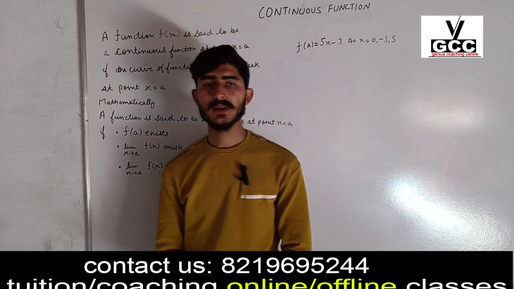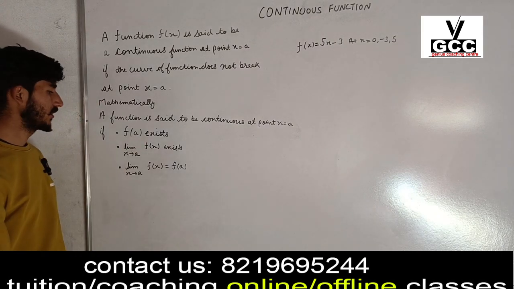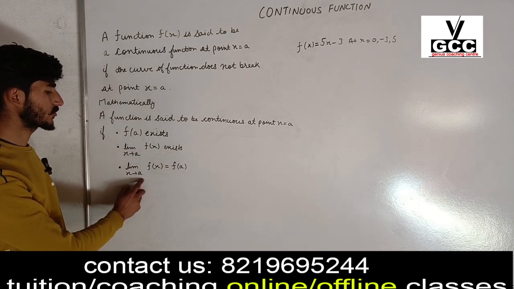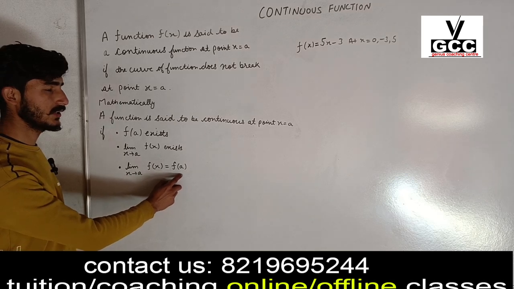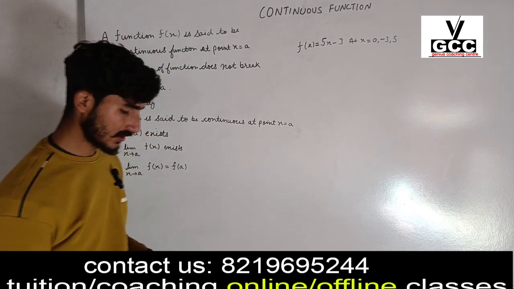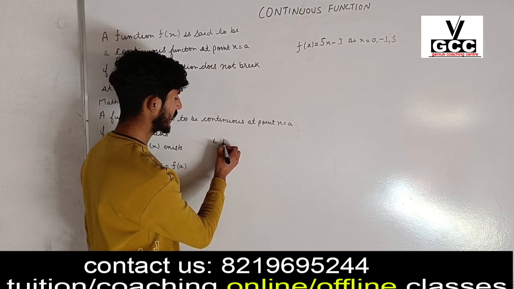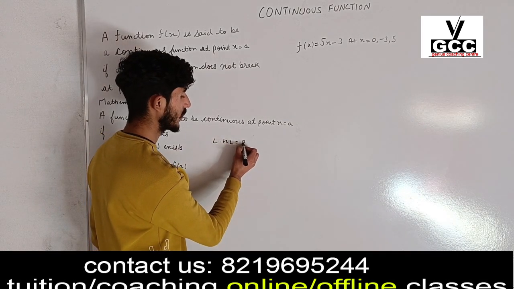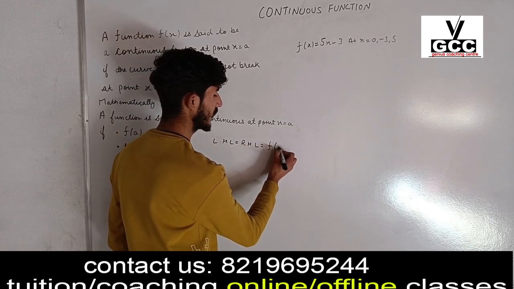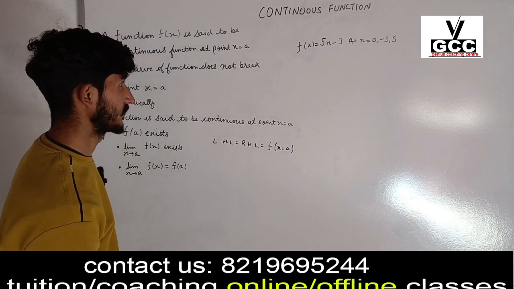A function f of x is said to be continuous if f of a exists, and limit x approaches to a, f of x exists, and limit x approaches to a, f of x is equal to f of a, then the given function is said to be a continuous function. Another definition: a function is said to be continuous if the left hand limit of the function is equal to the right hand limit of the function is equal to the given function at x equal to a, that is the limit point of the function.